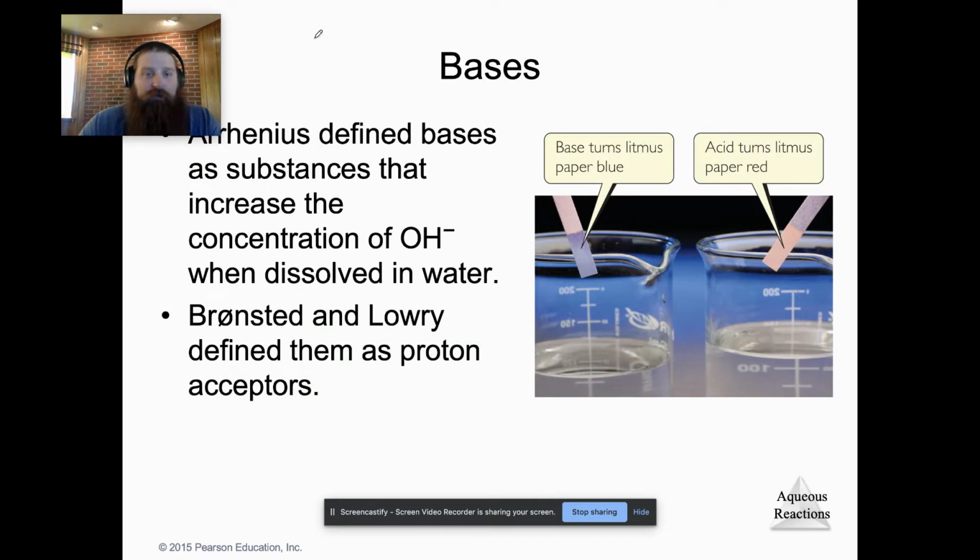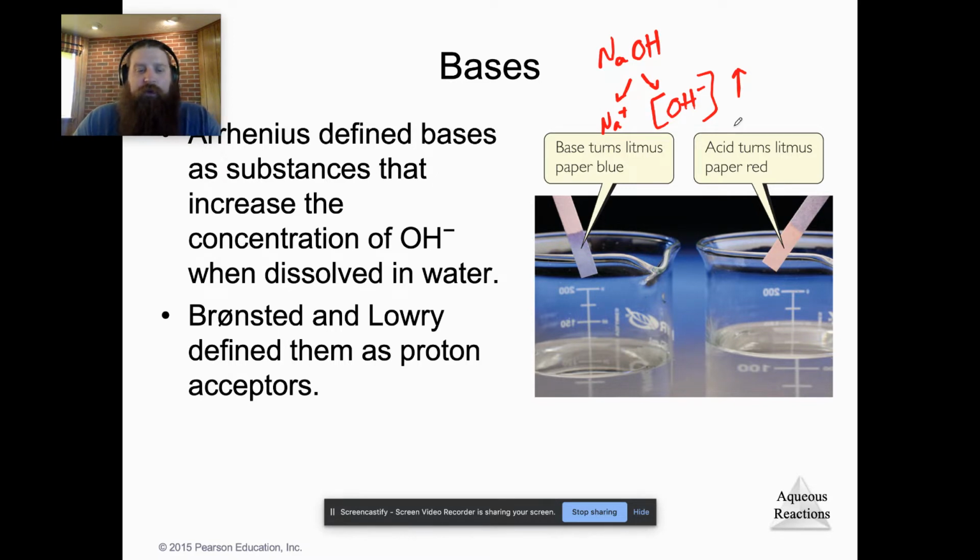Now, bases, which obviously if we're going to talk about acids, we've got to talk about bases. Arrhenius defines the base as anything that increases the concentration of OH- in water. So something like NaOH, when we put it into water, since sodium hydroxide is certainly an Arrhenius base, I would get Na+ and I would get OH- out. This is increasing, right? I have more OH- than before, and so that would be an Arrhenius base.